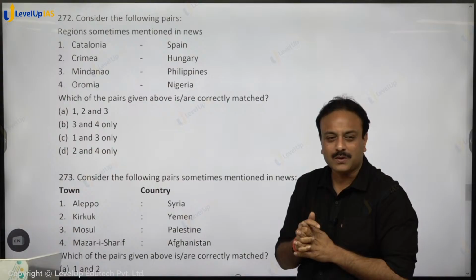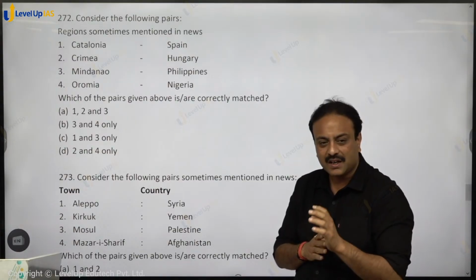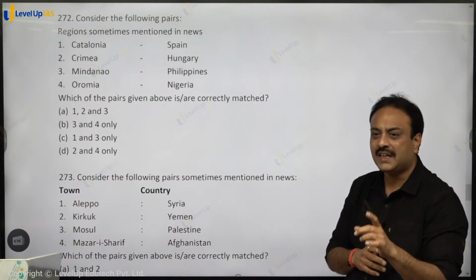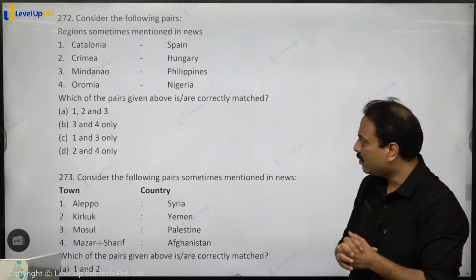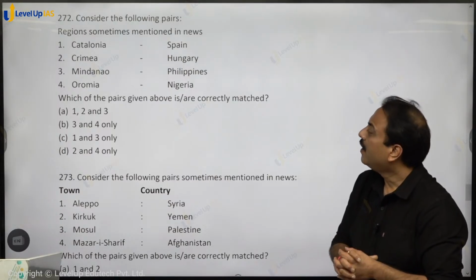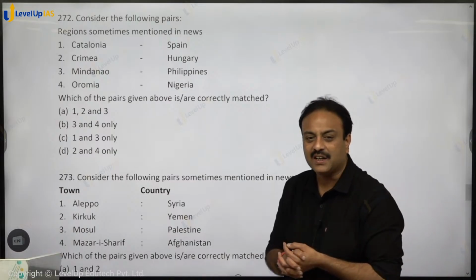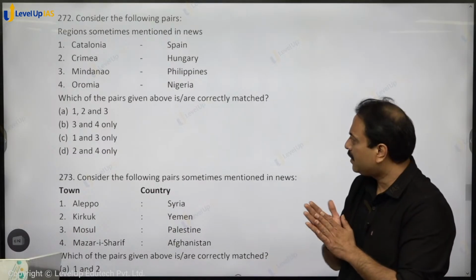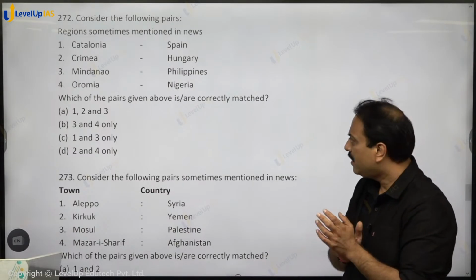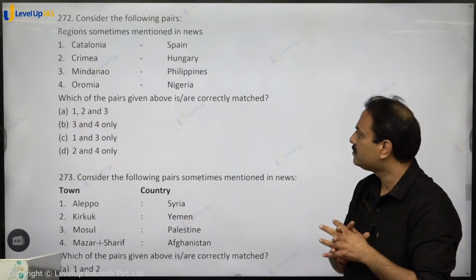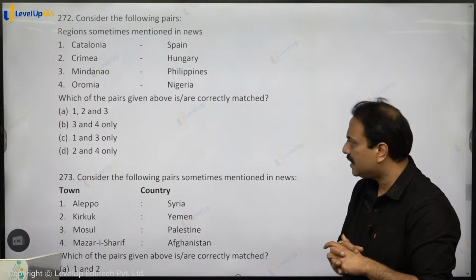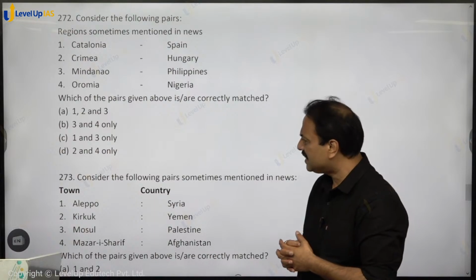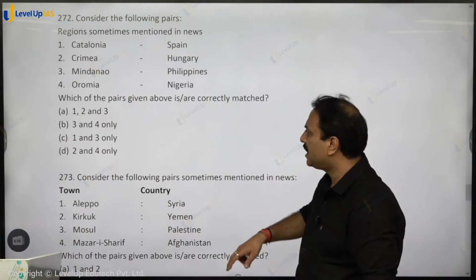Mindanao, Philippines. Yes or no? This is one of the islands of the Philippines. Another island is Luzon. Mindanao has a prominent city, Davao, that is known for so many things. Oromia is in Nigeria, Ethiopia. Oromia is a region in Ethiopia. So Catalonia, Spain is correct. Crimea, Hungary is incorrect. Mindanao, Philippines is correct. Oromia, Nigeria is incorrect. So 1 is correct, 3 is correct. 1 and 3 only. Option C, C for cat, shall be the right answer.